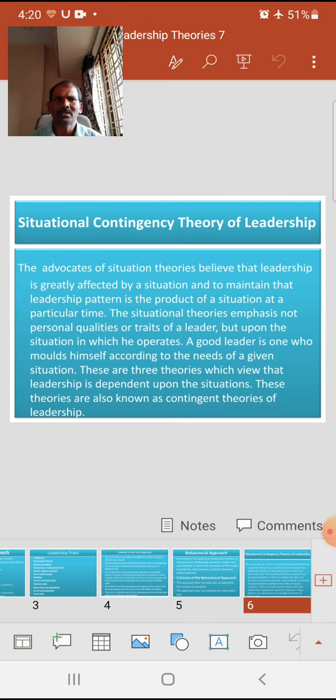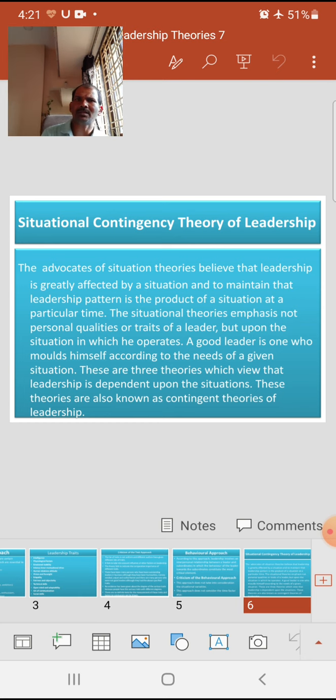There are three theories which view leadership as dependent upon the situation. They are also known as contingent theories of leadership. We'll see those emerging leadership theories now. One is leader member exchange theory, then charismatic leadership theory. Another is transformational leadership theory. Another is transactional leadership. The fifth is leadership change theory. Sixth is visionary. We will discuss each and every theory in detail.